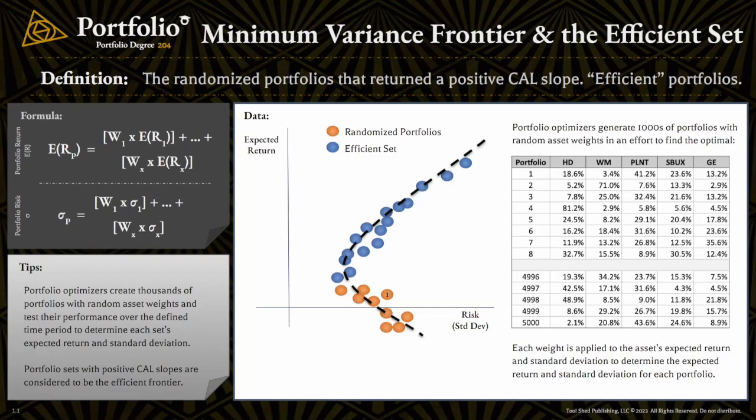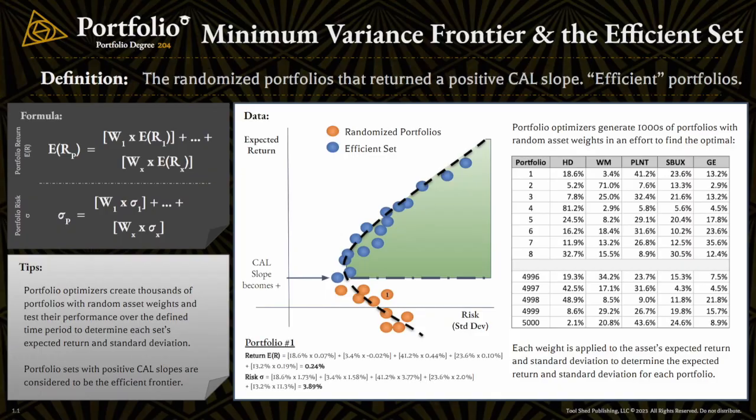The dots that are colored blue are then referred to as the efficient set, which are the portfolios where the capital allocation line slope is positive. So these are the efficient portfolios that you would want to consider. And before we get more in depth, I just want to point out this portfolio number 1 down here in the orange circle. You can see just below that is the calculation behind that portfolio. And in this example, the expected return was a 0.24 and the risk was a 3.8. So that actually produces a negative slope for the capital allocation line, which is why it's orange and not part of the efficient set.